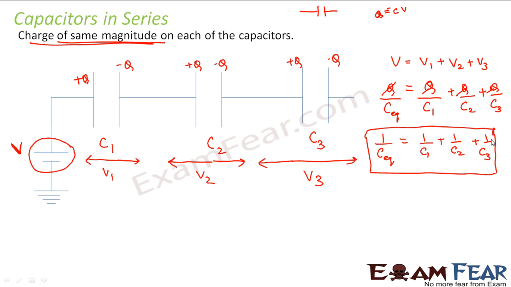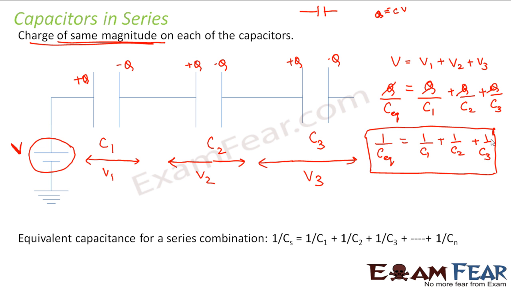So if there are capacitors connected in series, such that the charge on each of them is the same and the potential difference across each of them is different, then this is how we can calculate the equivalent capacitance of the circuit.